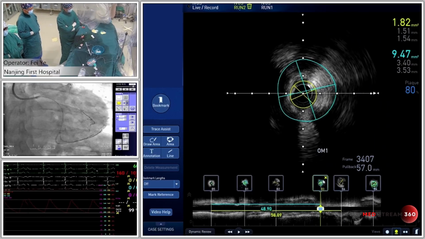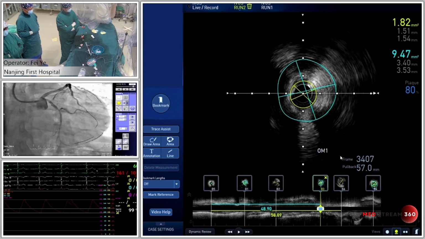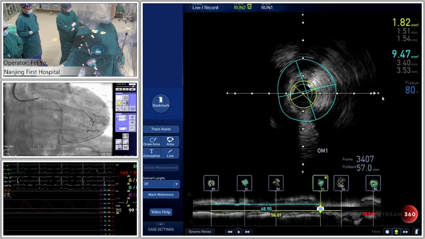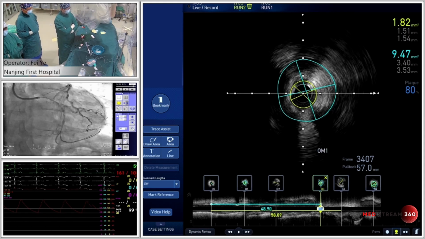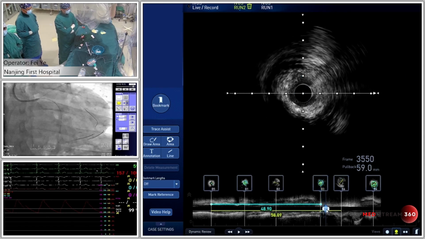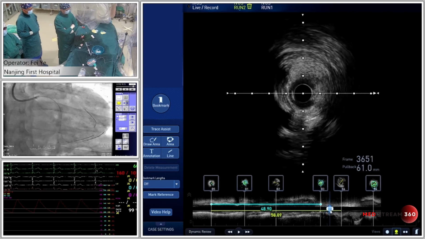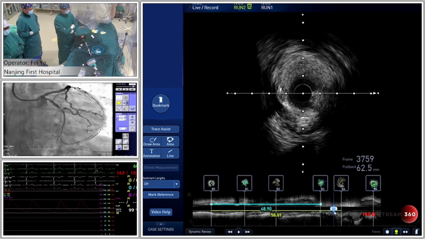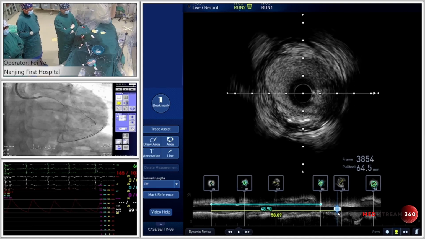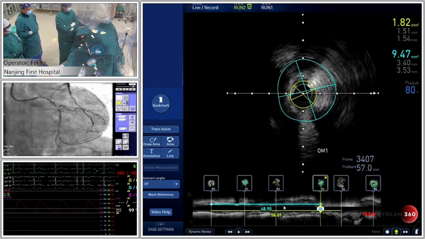This is the circumflex and the OM1 bifurcation. And here at this point, the area is just 1.8 square millimeters, and the plaque burden is more than 80%. Then as we pull back, we can see calcified plaque, and the calcification angle is about 180 degrees. Okay, this is the baseline IVUS imaging.